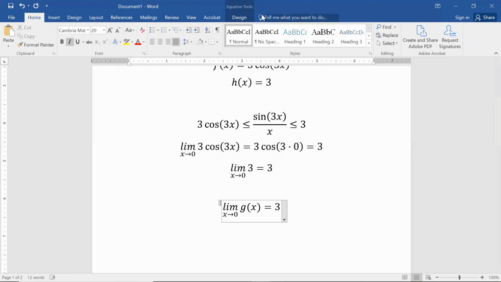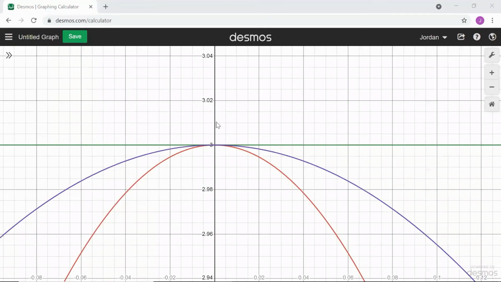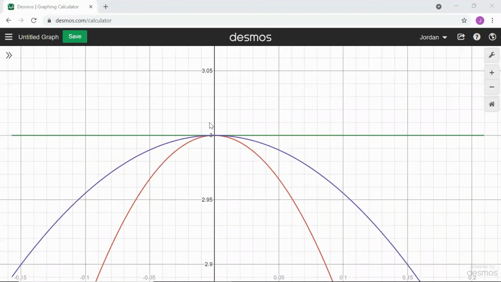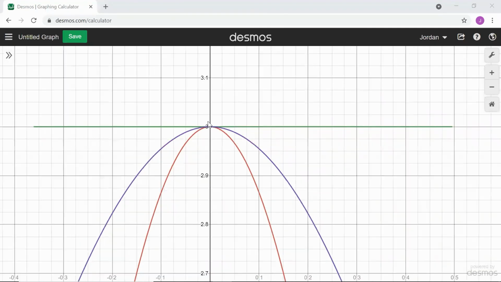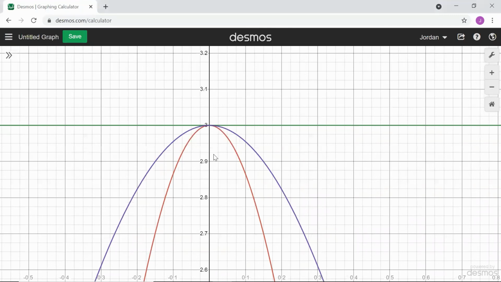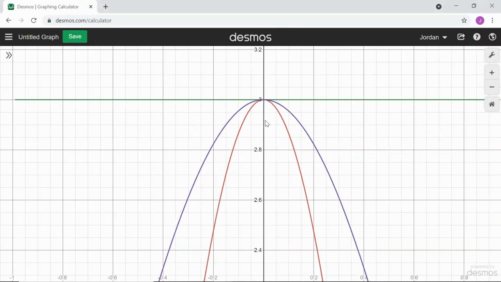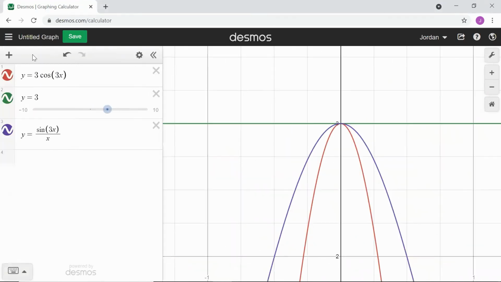By the way, that graph I showed earlier, it turns out that that graph is actually the graph of this very thing. I have 3 cosine 3x. That's my red graph. Y equals 3. That's my green graph. And my purple graph was sine of 3x over x. So this is a really nice visual of the squeeze function. And in particular, it's the squeeze function that we looked at.